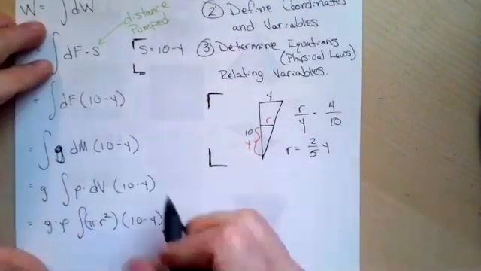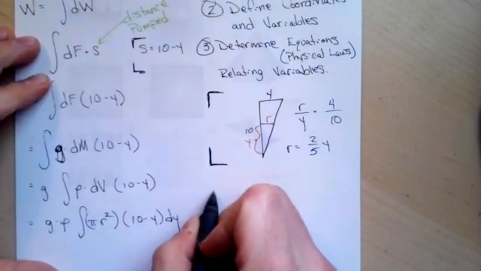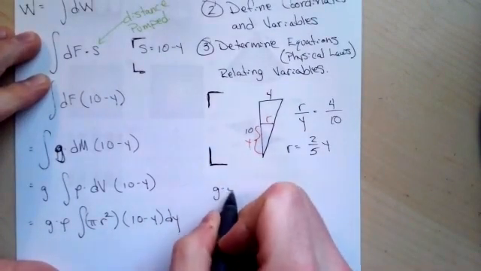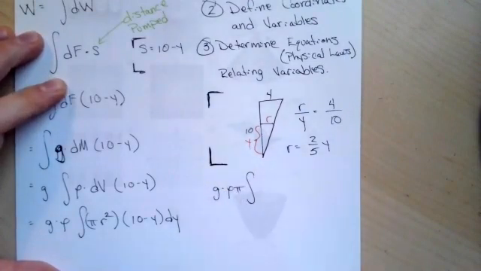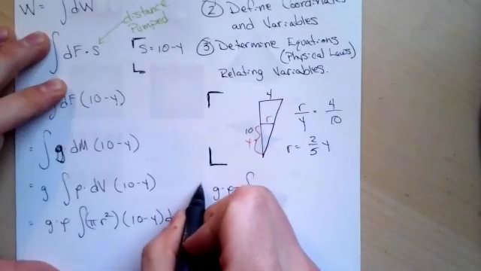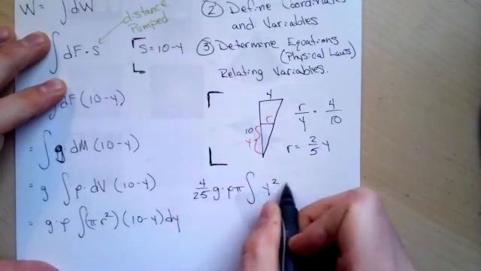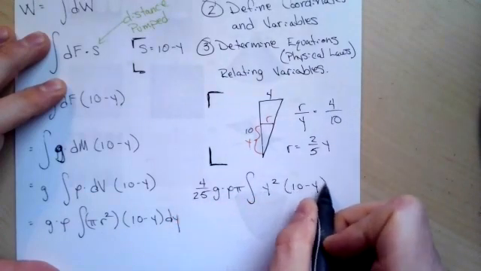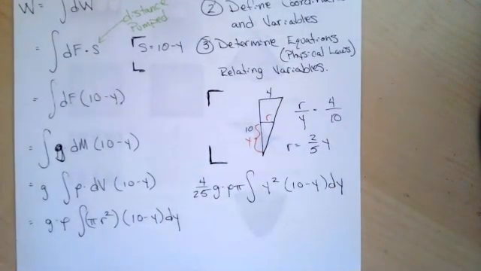And our last big step, I guess I should say, is to plug that in. I'm going to go ahead and pull out the pi as well. R squared is going to be 2/5 squared. And this is our integral.